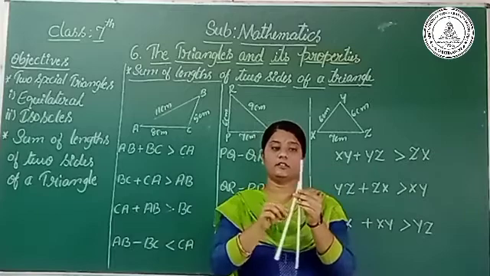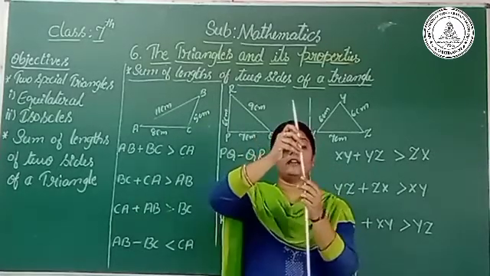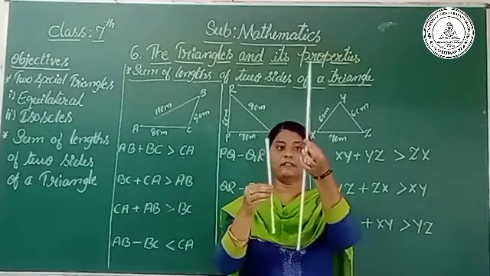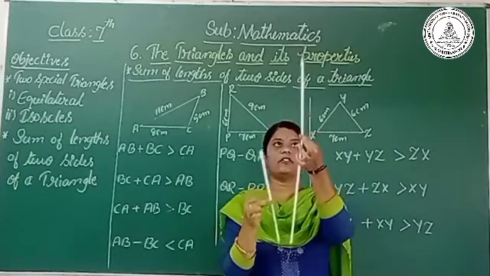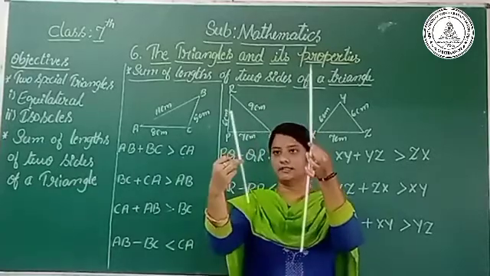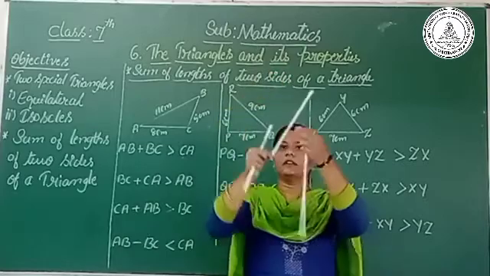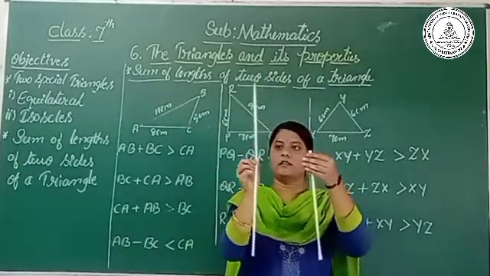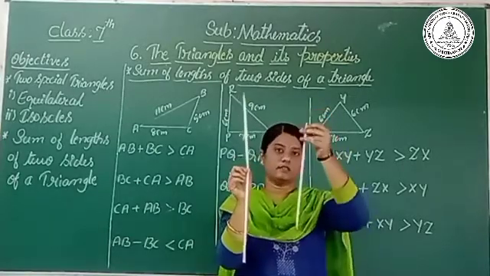So 8 cm plus 6 cm. Then if we add these two sides, we will get a sum greater than the third side, right? So if we add these two sides, it is greater than the third side. Okay, the same way now I will join these two sides, as the sum of these two sides is greater than the third side.